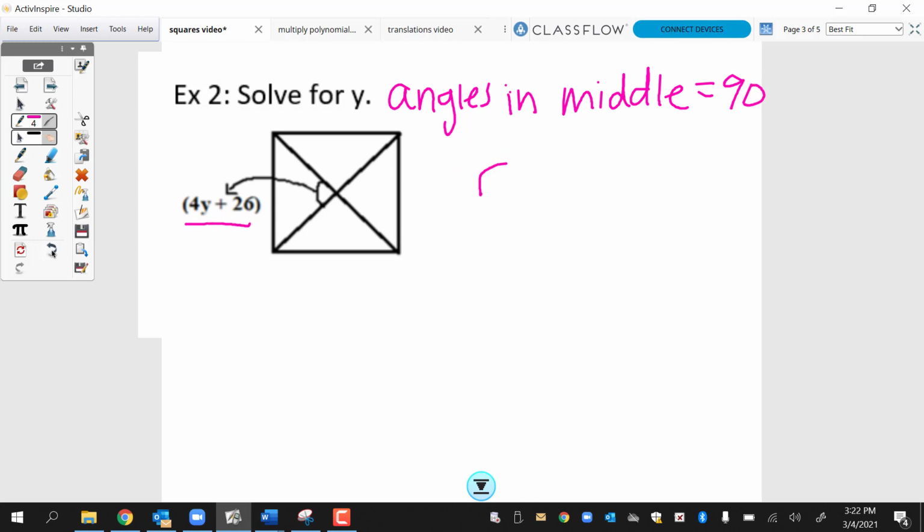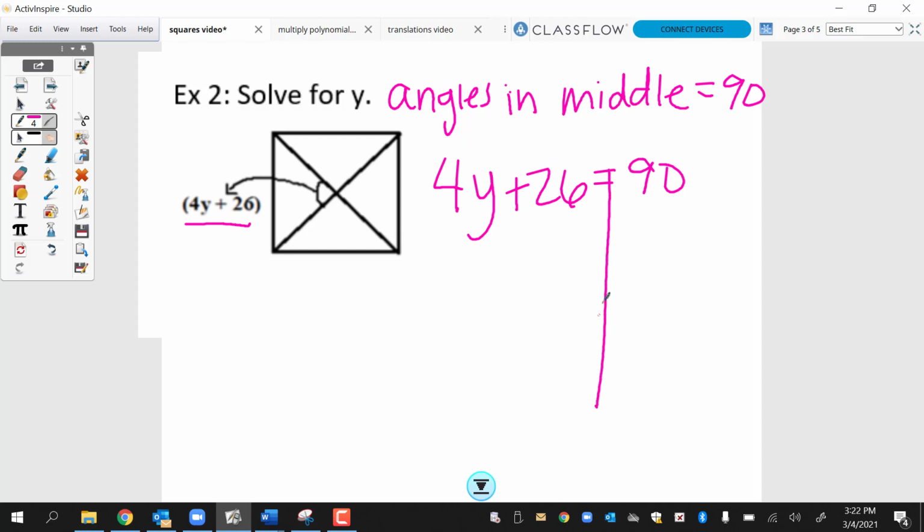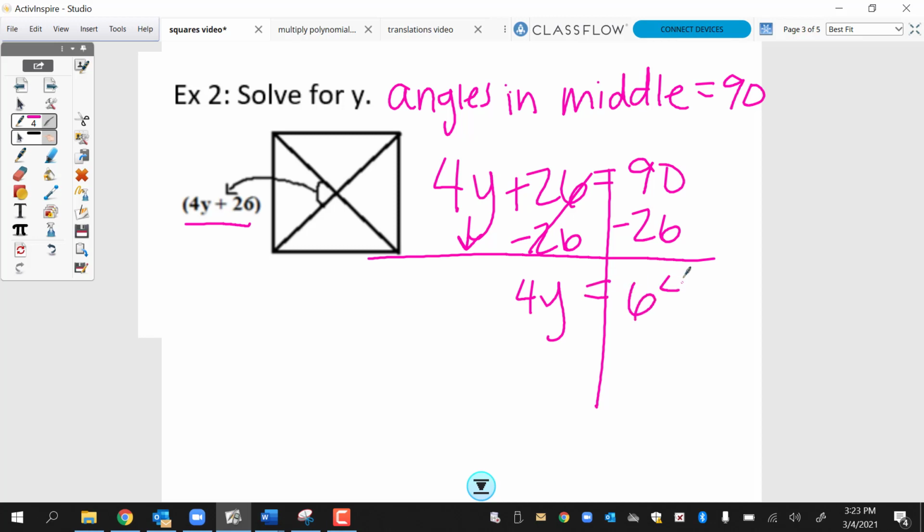So what am I writing? 4y plus 26 equals 90. And that's the equation we're going to solve. So I got to move the 26 to the other side. So minus 26. 26 goes away. 4y is still here. 90 minus 26 is 64. And then divide by 4.